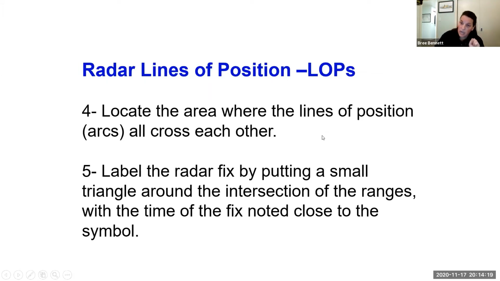Wherever those lines cross each other is your location. You're going to mark that location with a triangle. That triangle indicates it's an electronic fix. I have a whole thing on rating different fixes and identifying what they are. Hold on. Let me show that to you.